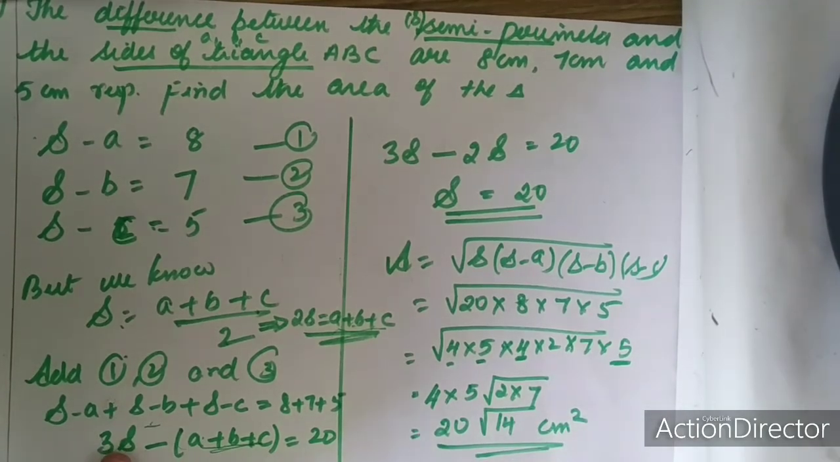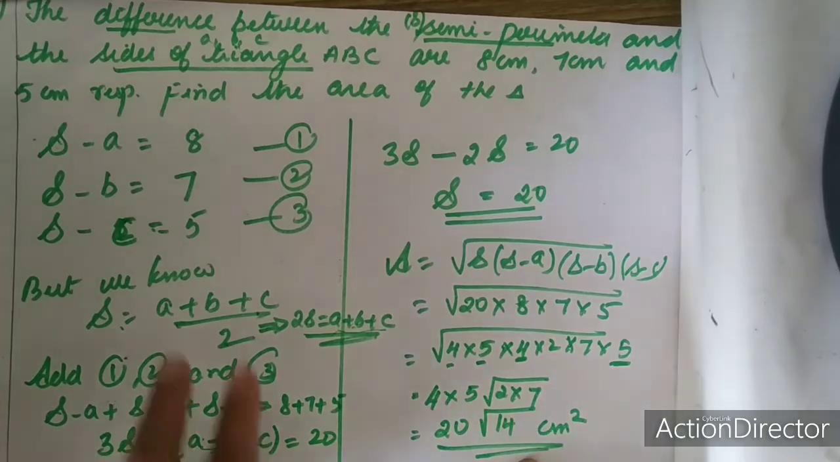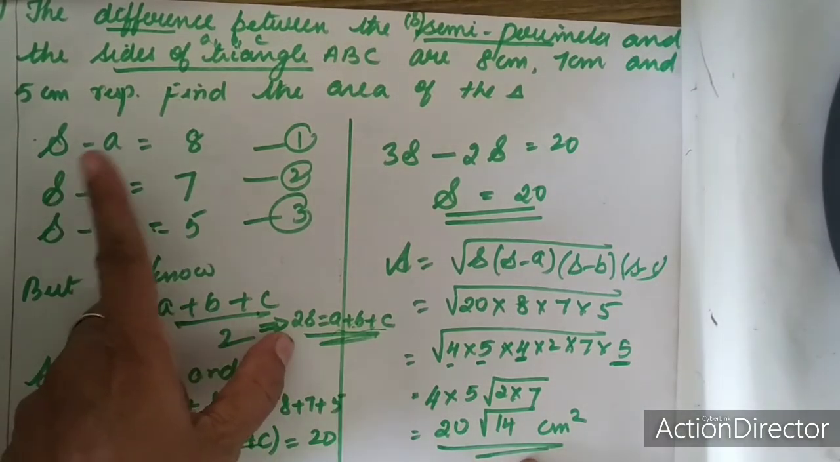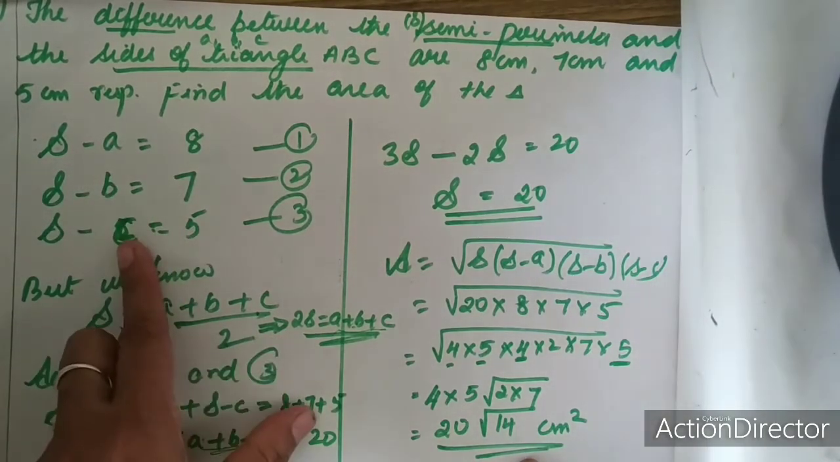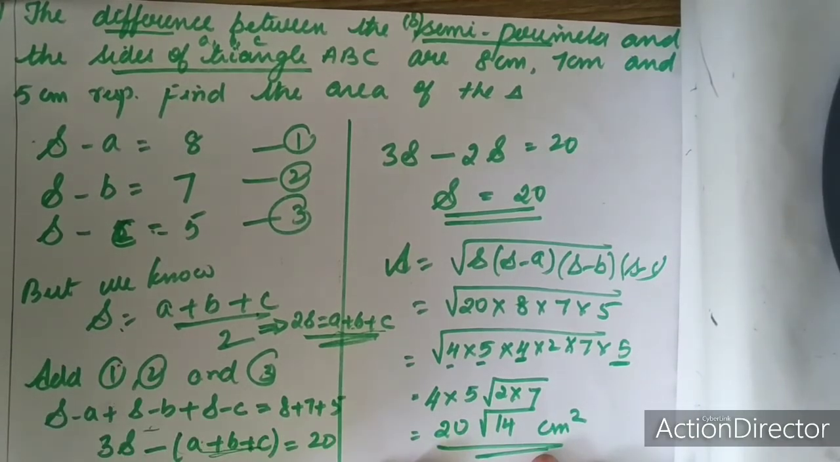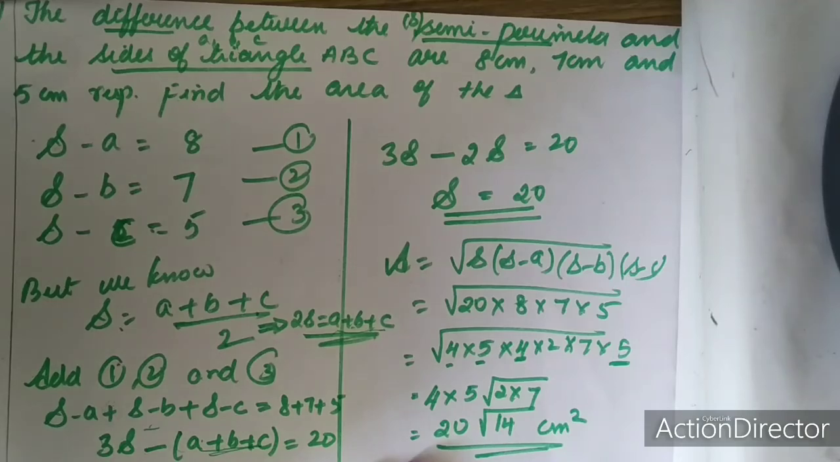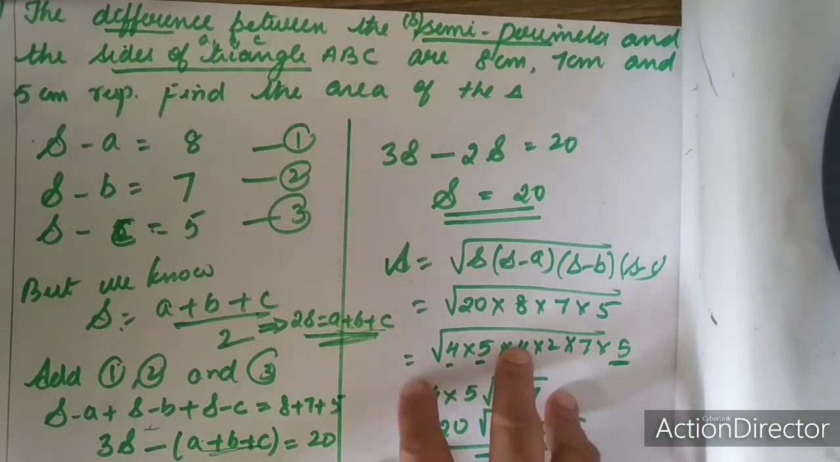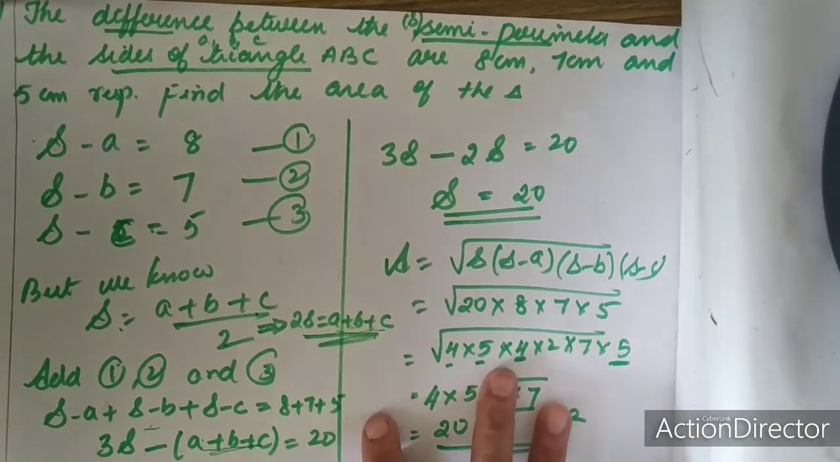So in this question they have not given the sides of the triangle, but they have given the differences between the semi-perimeter and the sides of the triangle. So you have to read the question carefully and find out the answer. I'll give some extra questions based on this type, so you can do it now.